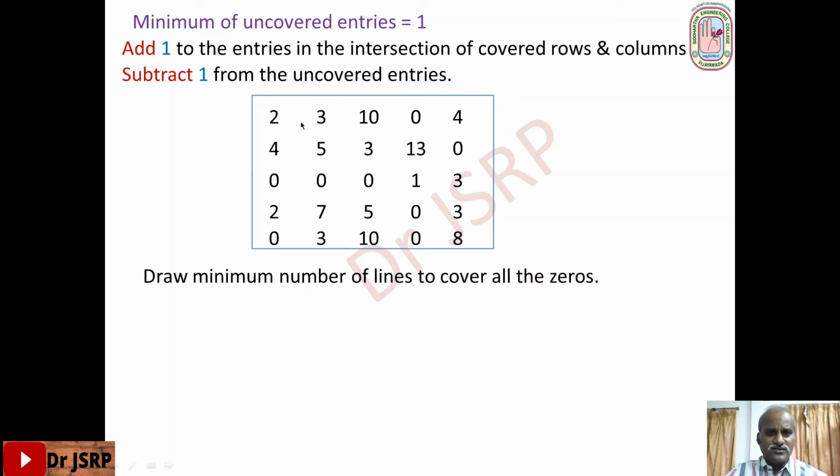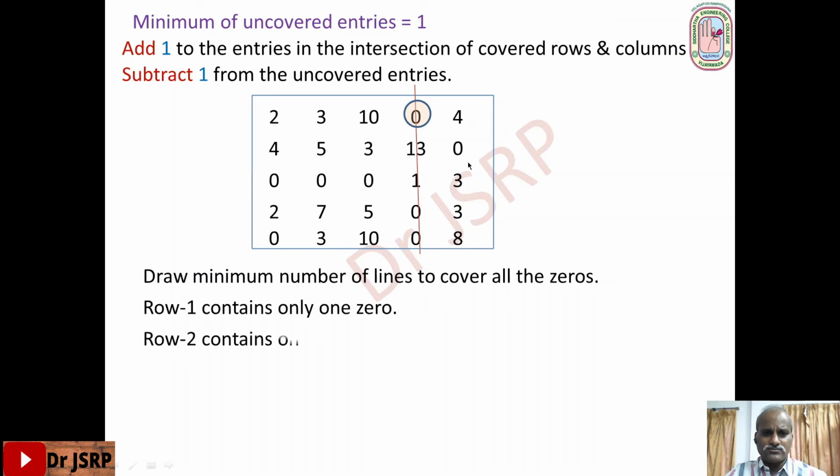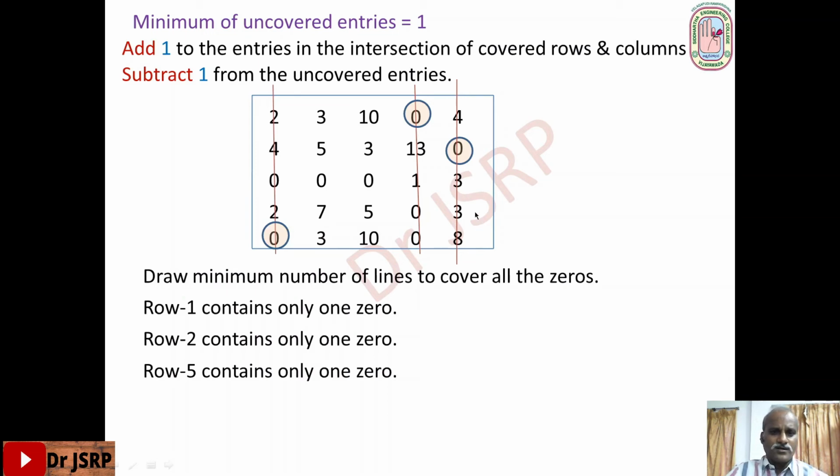So start with first row. First row contains only 1 zero. So circle that 0 and fix the column, that is draw vertical line. Next, come to second row. Second row contains only 1 zero. Circle that zero and fix that column, that is draw vertical line. Third row more than 1 zero, skip it. Fourth row no zero, skip it. Fifth row contains only 1 zero. Circle that 0. So fix that column, draw vertical line. Right. Now observe the table. Still there are zeros not covered by lines.